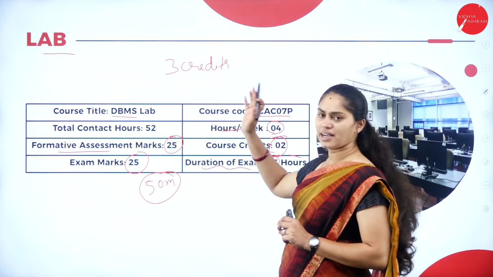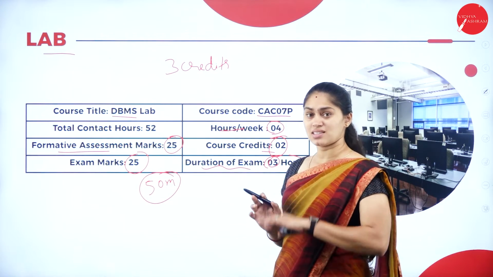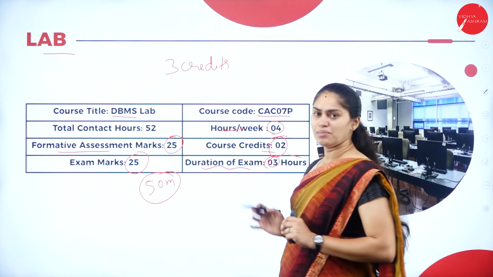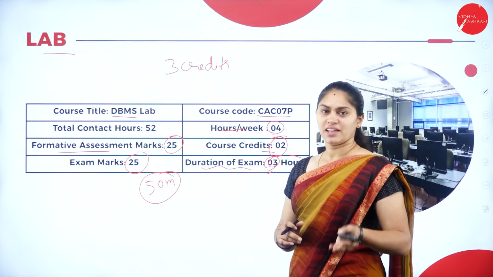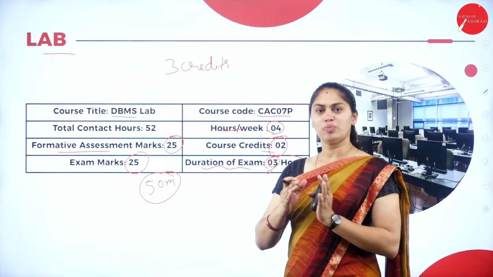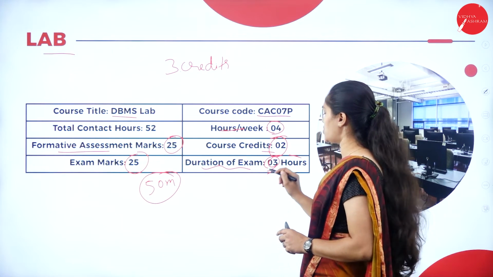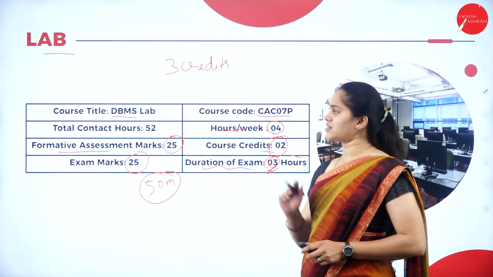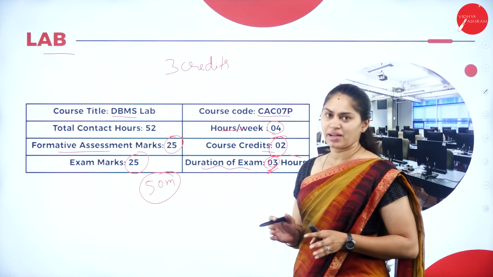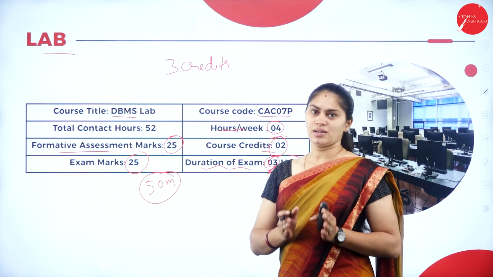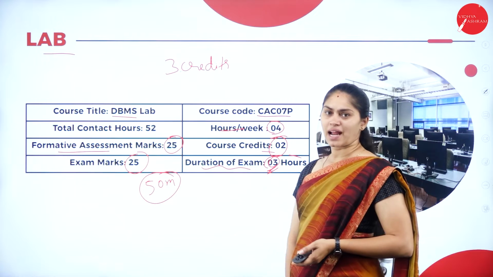So theory is for 100 marks, lab is for 50 marks. Theory is for 3 credits and lab is for 2 credits. So for your theory examination, you are going to get 2.5 hours. For your lab examination, you will be getting 3 hours. This is how the examination pattern is for the theoretical paper as well as the practical paper.